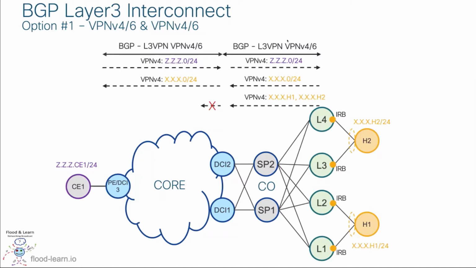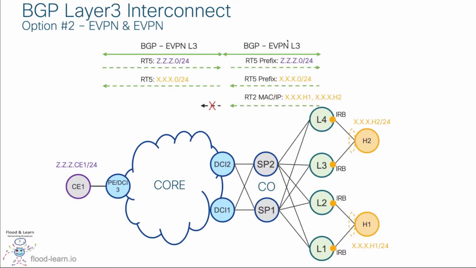re-advertised to the PE3. But here is a very important thing that I need to also advertise, as we discussed, the host routes for the H1 and H2, which I will advertise on the DCI. But the DCI is not re-advertising these host routes. DCI is advertising just the whole prefix. That was the first option.